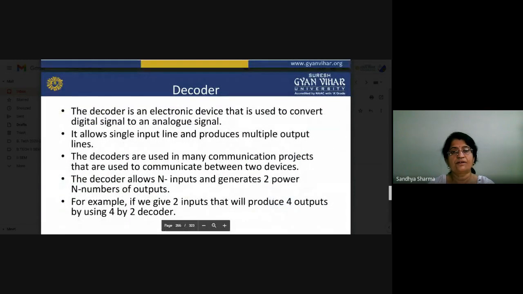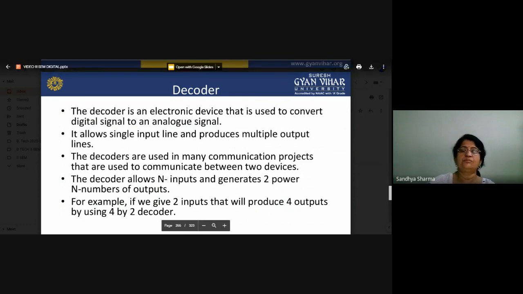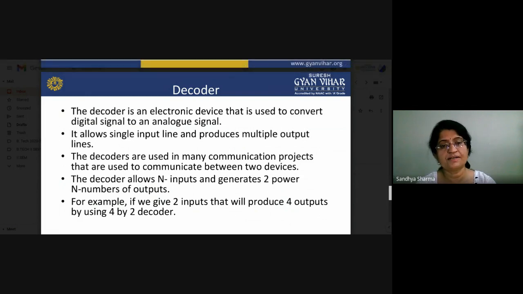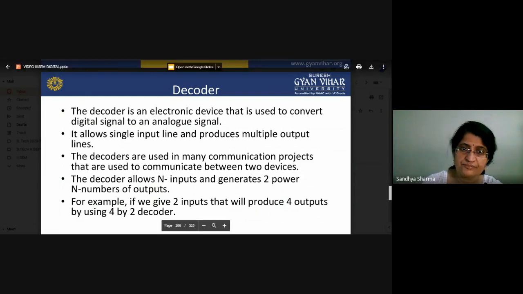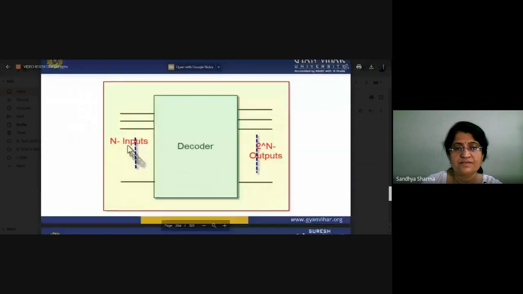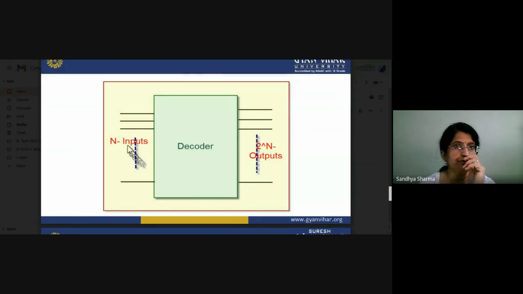When we are working on the decoder, it takes single input lines and produces multiple output lines. Many communication projects use it to communicate between two devices, so the decoder is also used for communication purposes. It allows n input lines and 2 raised to power n output lines. That is the basic part. Here is the basic block diagram: given n input lines, the outputs are 2 raised to power n lines. So it is basically just the reverse of our encoder.